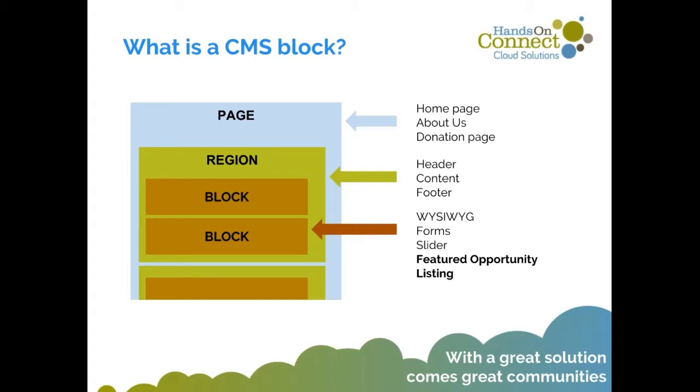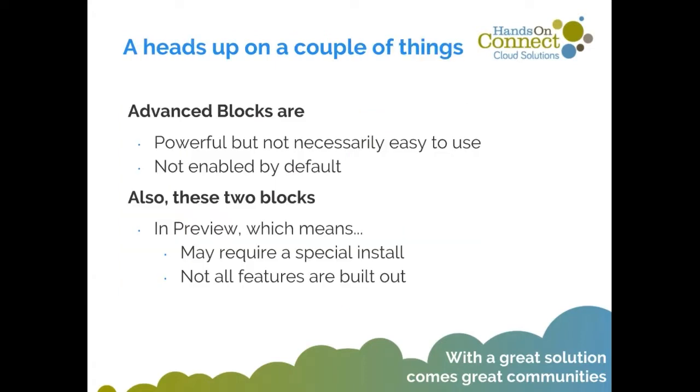So our CMS starts with a page, and a page can be anything like your home page, an About Us page, a donation page, a search page, and the page contains regions. You usually have more than one region on a page, at least one header and one footer, and at least one content area. Within these regions, you have the blocks, and this is really where the fun happens. This is the functional part of the CMS. This is how you get content onto your website.